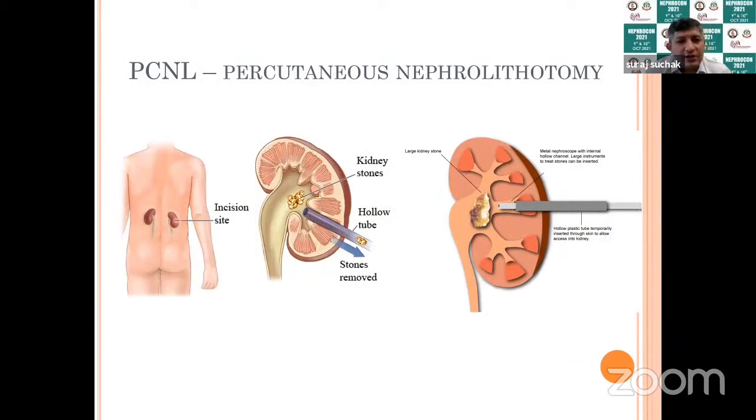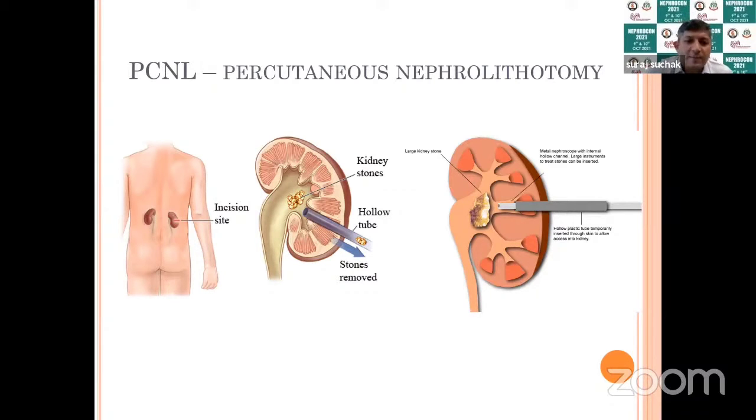For stones that are larger, a PCNL would be a preferred option. In PCNL, a puncture is made into the kidney. Under vision, you will see the stone, you'll target the stone, you will break it either with laser or lithotripsy and achieve clearance. The success rate of PCNL and RIRS both are in the range of 90 to 95%, so they are reasonably good.